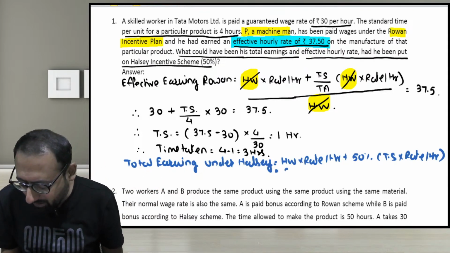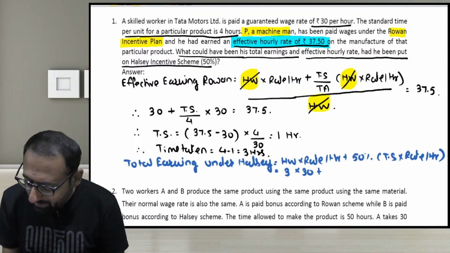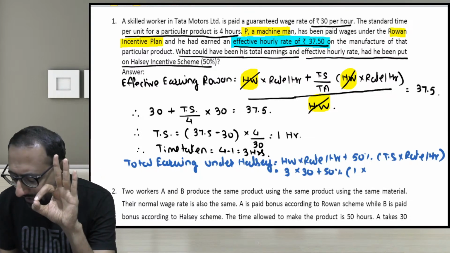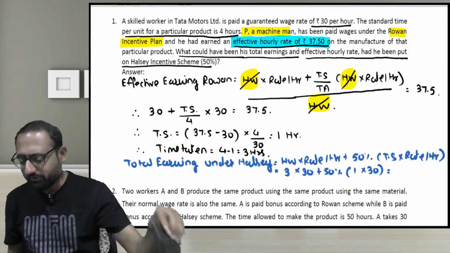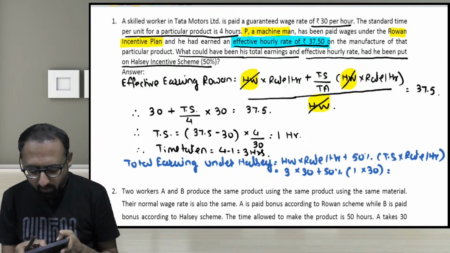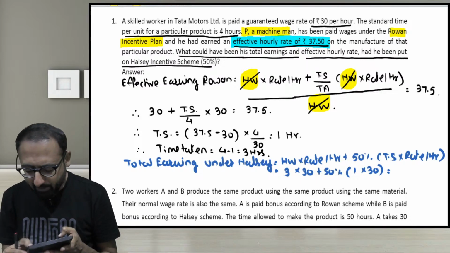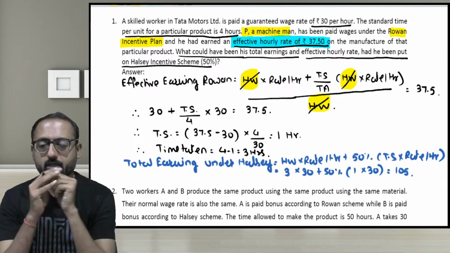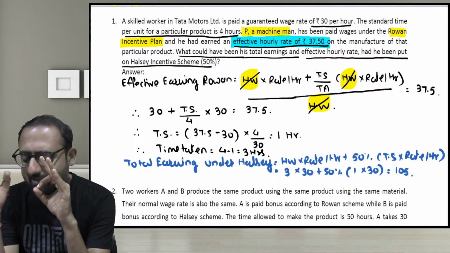Hours worked here will be 3 hours. Basic wage rate per hour is rupees 30, plus 50% of time saved. Time saved is 1 hour, multiplied by rate per hour of 30. Can you calculate yourself and tell me the answer, guys? I'm waiting for your answer. 30 multiplied by 3, memory plus. Then 30 multiplied by 50%, memory plus. 105. Is it correct or not? Please calculate and tell me. 105 is your total earning under Halsey.